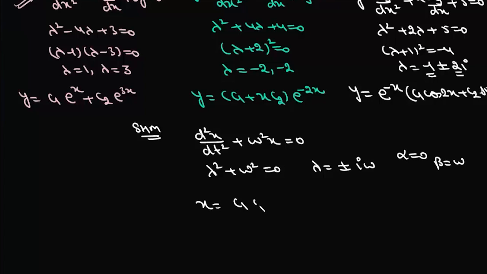So solution to this differential equation will be x equals c1 cos omega t plus c2 sin omega t. And depending on the initial condition, you get the value of amplitude and phase, which we generally express as a sine or cos omega t plus phi. So now we know how to solve such second order differential equations.